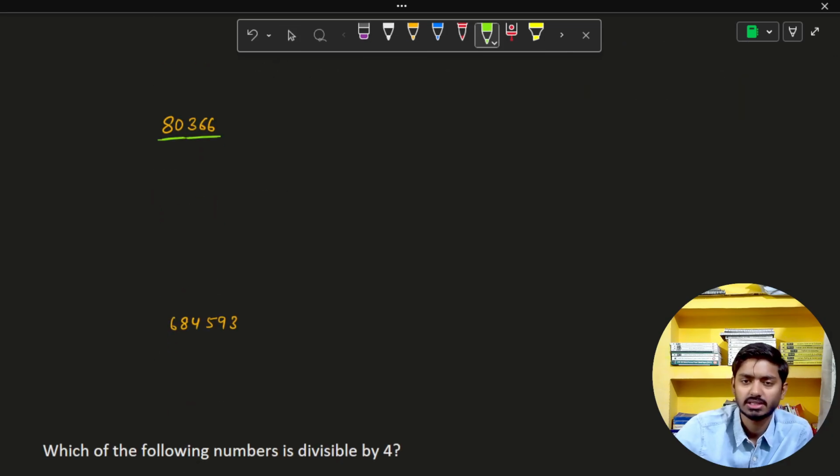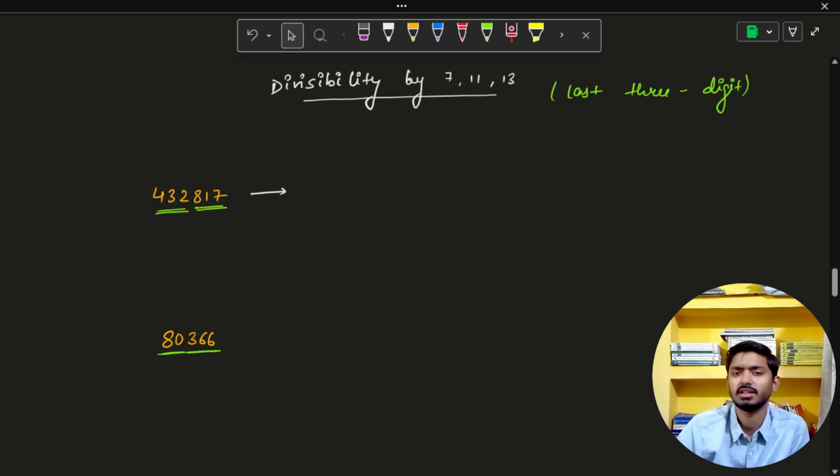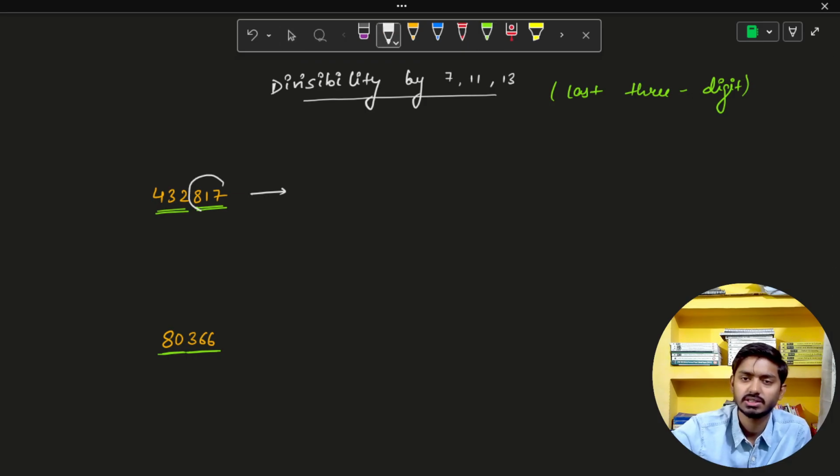Since there are 6 digits, we take the last 3 digits as a pair and then the remaining portion. Now we have to check which one is greater, 817 or 432. Obviously 817 is greater than 432. We subtract them, we get 583.